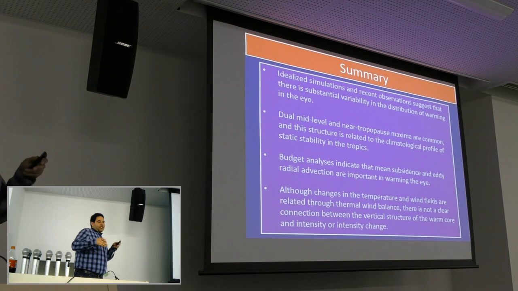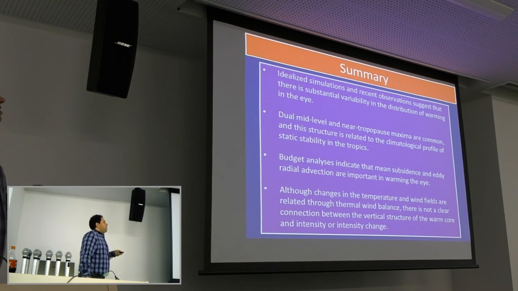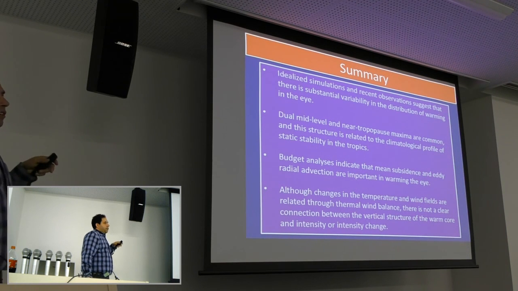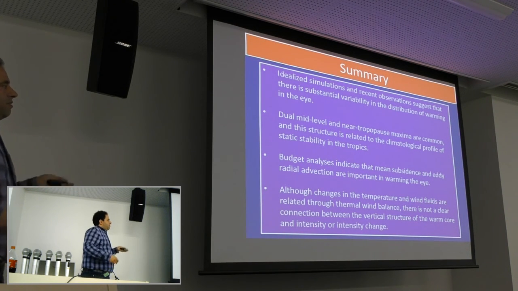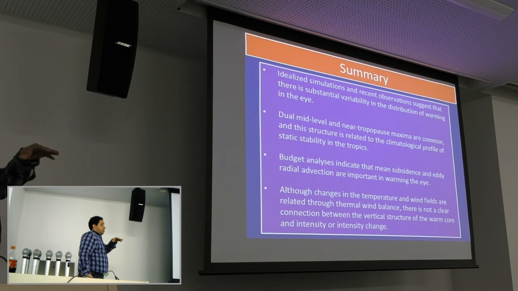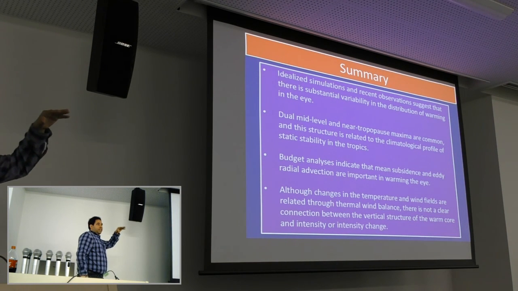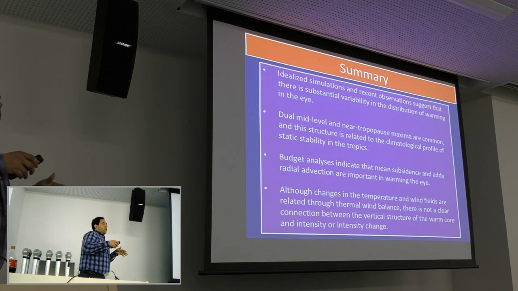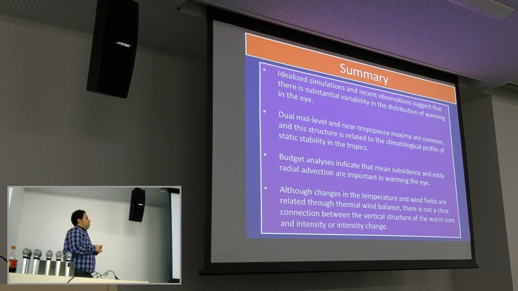And I think the existence of this double maximum structure is fundamentally related to and a consequence of the basic mean profile of static stability in the tropics. If you look at mean soundings, you tend to have a tropical tropopause layer maximum of static stability, and then a weaker local maximum at mid-levels, and that, I think, is why you tend to get those maxima in the warming.